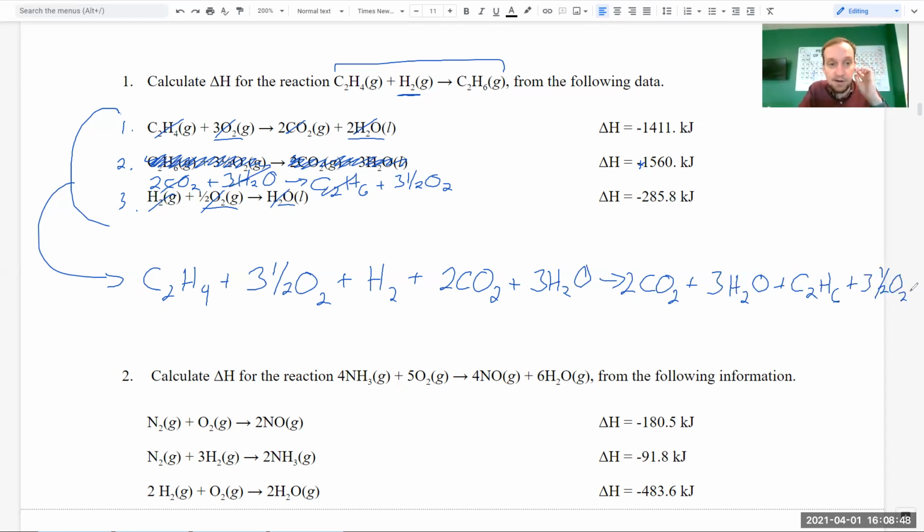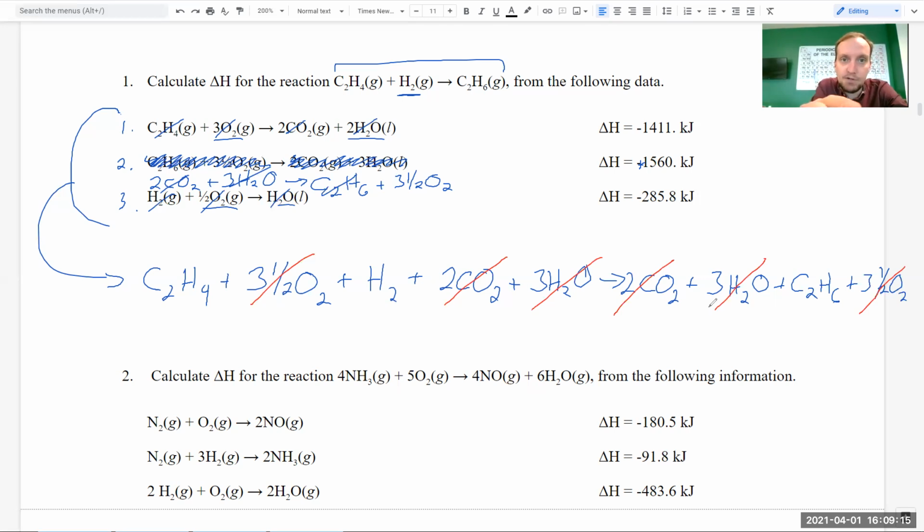Okay, so what I just did there is I combined reactions 1, 2, and 3 into one massive reaction. All we need to do now is cancel out everything that is on both sides. For example, 3.5 oxygens, I meant to do that in red. Let's try it again. 3.5 oxygens cancels out with 3.5 oxygens. I have my 2 CO2 right there, 2 CO2 on this side. I have 3 waters on this side, 3 waters on that side.